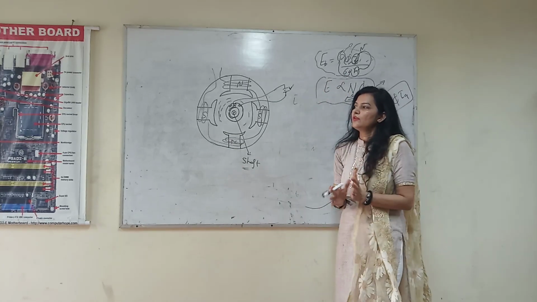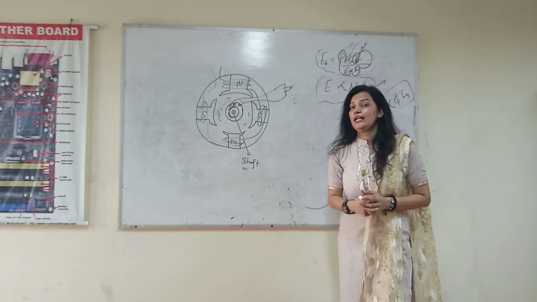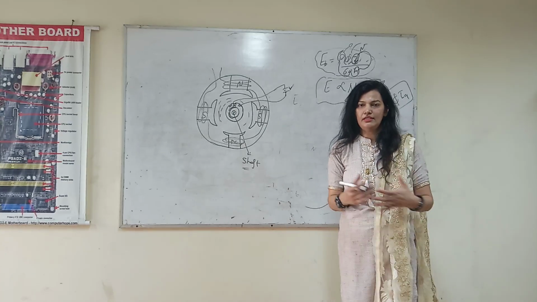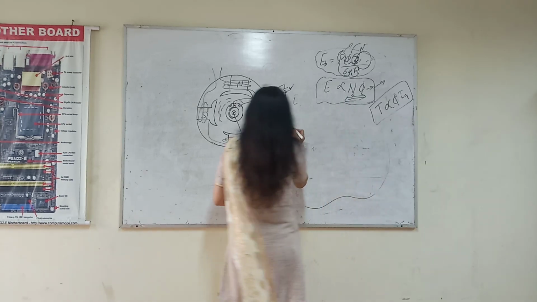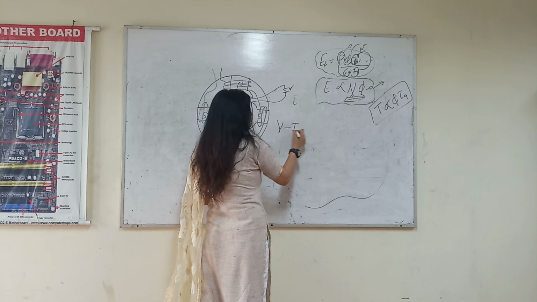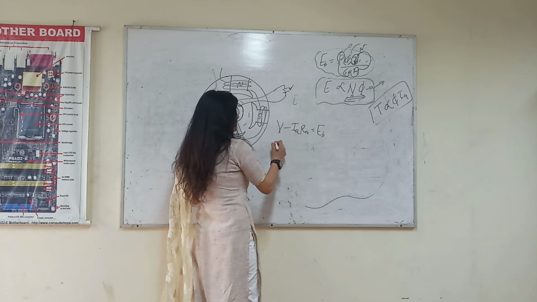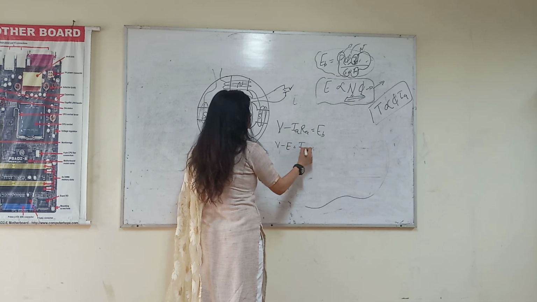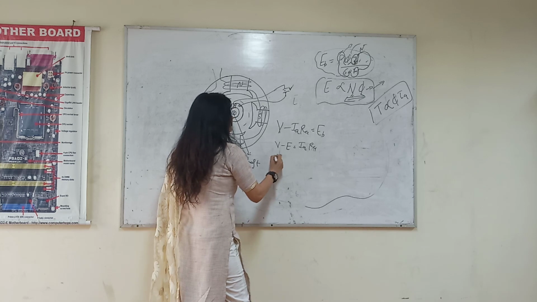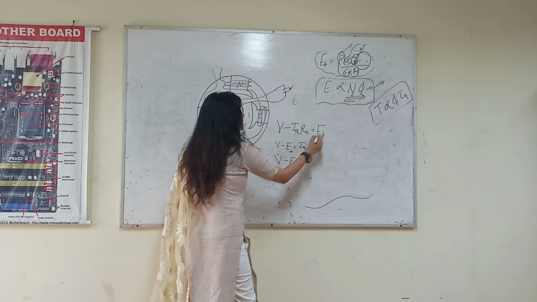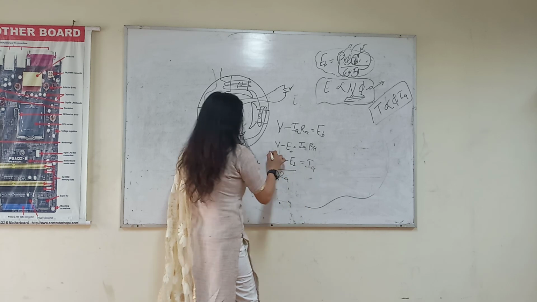Now we discuss what is the significance of this back EMF. The significance of back EMF is that it makes the motor self-regulating. Self-regulating means, look, the EMF equation is this. From here, if we do like this, IaRa, from here we can find out V minus EB, or EB is equal to I.